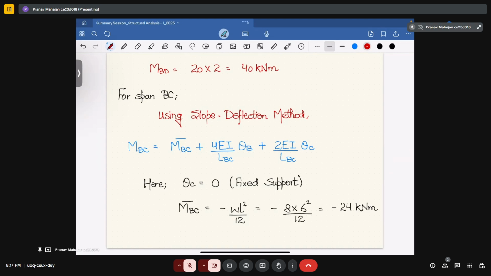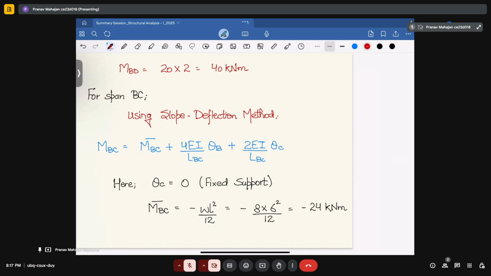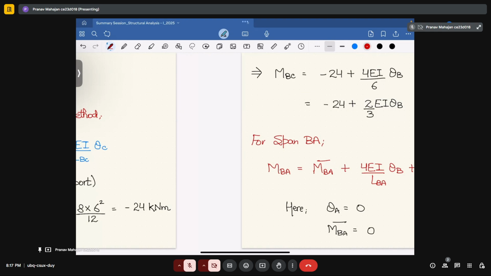As you have the loading to be a uniformly distributed load, your MBC bar will come out to be minus WL square upon 12. If you substitute all the values, you will get a value equal to minus 24 kilonewton meter. Then when you substitute all the values, you will get the value of MBC to be equal to minus 24 plus 2 by 3 upon EI into theta B. Here your theta B is your unknown, which you will calculate when you use the compatibility equation.